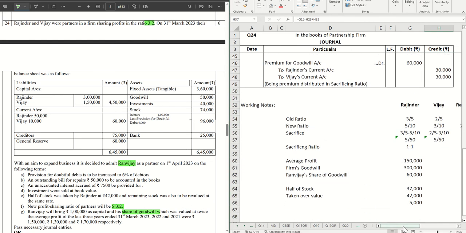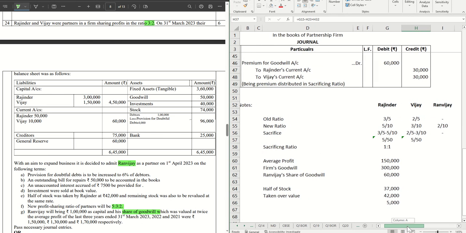We have the old ratio given to us, which is 3 is to 2, and the new ratio 5 is to 3 is to 2. Sacrifice is old ratio minus new ratio, which is 5 by 50 for both of them. That means the sacrificing ratio is 1 is to 1, which is equal.